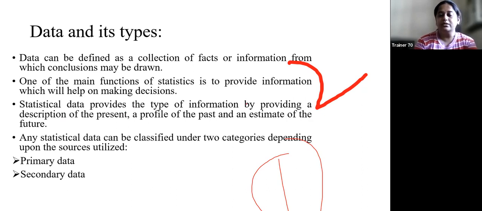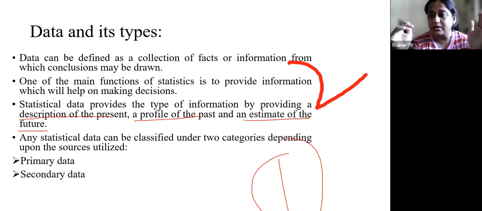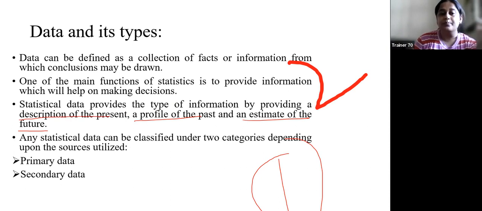Statistical data provide the type of information by providing a description of the present, a profile of the past, and an estimate of the future. जो भी आप स्टैटिस्टिकल डेटा है आपके पास, वो क्या क्या देगा आपको, अब डेटा में आपके पास क्या क्या होना चाहिए, प्रेजेंटली वो डेटा क्या प्रेजेंट कर रहा है, पास्ट में उस डेटा का क्या फॉर्मेट रहा, और उस डेटा की हेल्प से फ्यूचर में क्या क्या हो सकता है, एस्टिमेट ऑफ द फ्यूचर. दिस इज ऑल प्रोवाइडेड बाय स्टैटिस्टिकल डेटा.